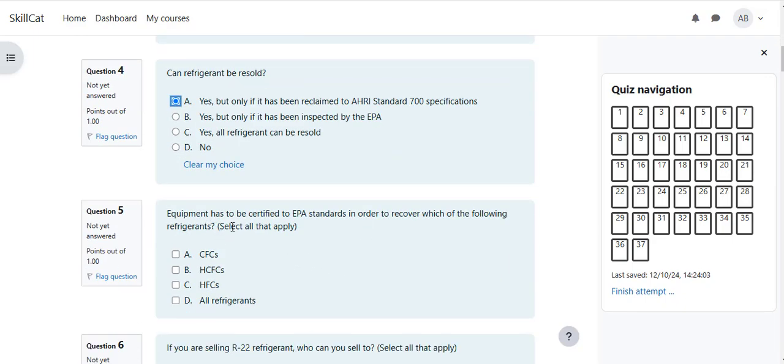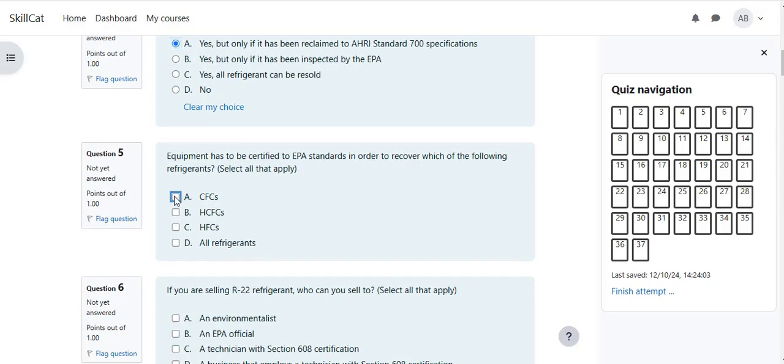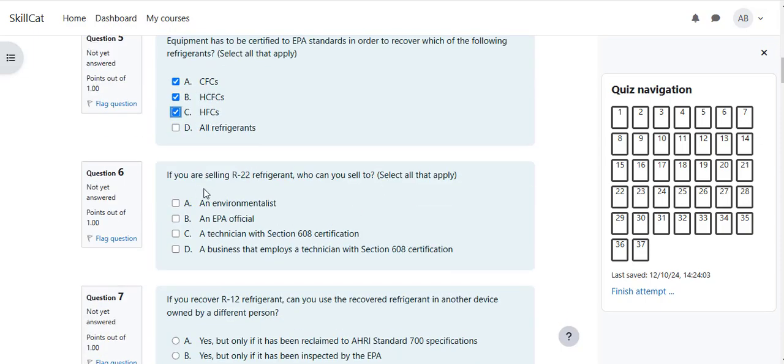Equipment has to be certified to EPA standard in order to recover which of the following refrigerants? If it's CFC, HCFC, HFC. If you are selling R22 refrigerant, who can you sell to? An environmentalist, an EPA official, yes. Technician with Section 608 certification, yes. A business that employs technicians, no.